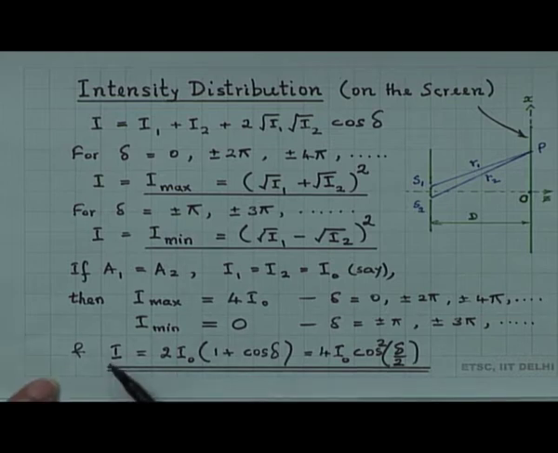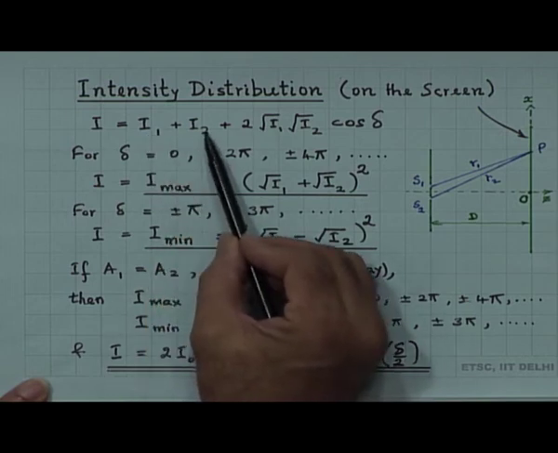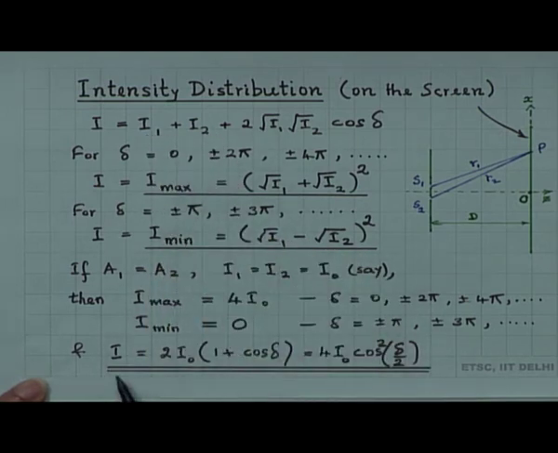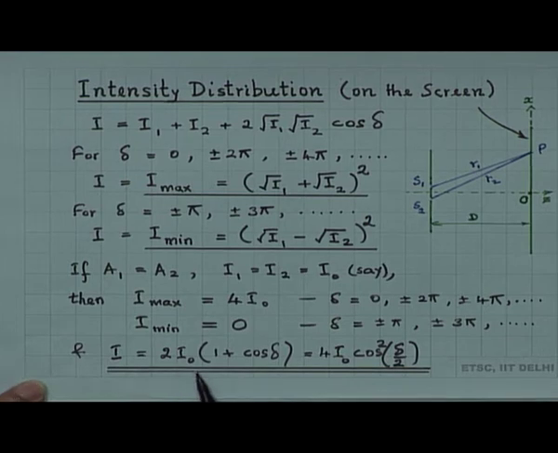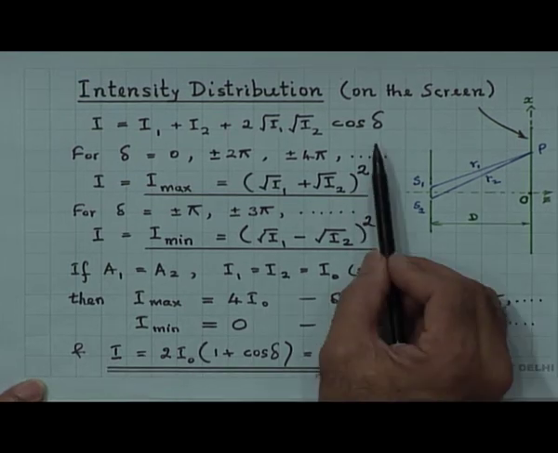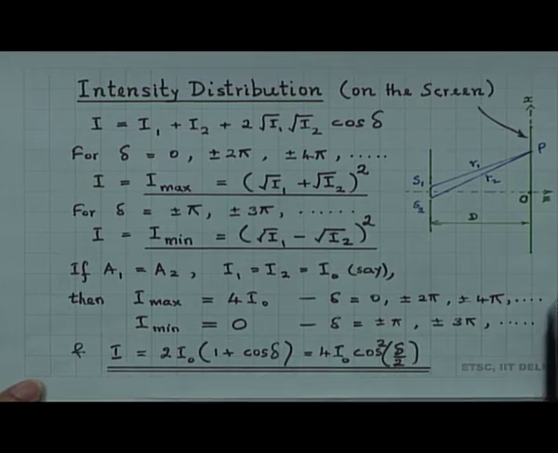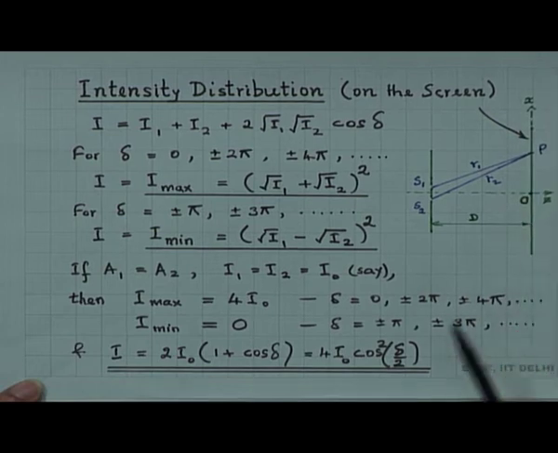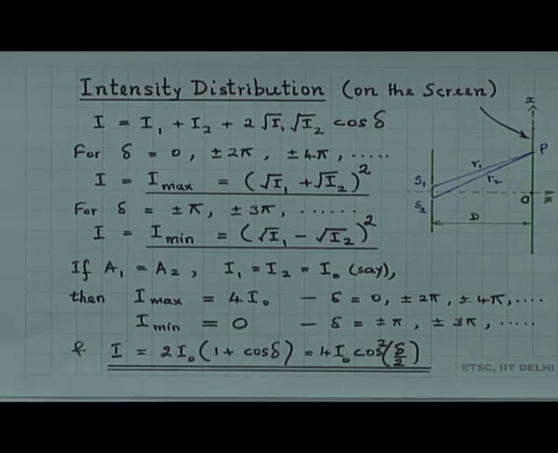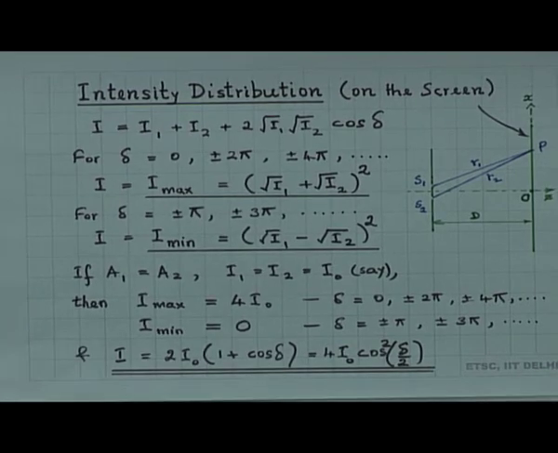And the intensity, for the case of I1 equal to I2, that is A1 equal to A2, will be I equal to 2 I0 into (1 plus cos delta), and this can be written as 4 I0 cos squared of delta by 2. So, the intensity distribution on the x axis depending on delta will be given by this expression, 4 I0 cos squared of delta by 2. So, we can see how the intensity varies.